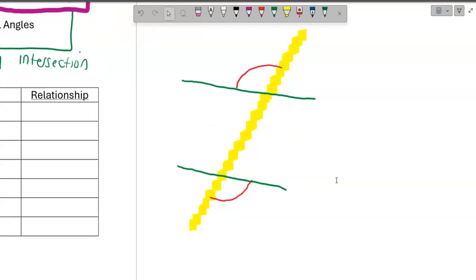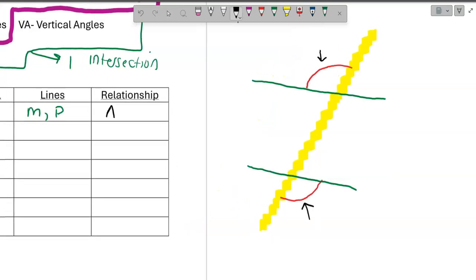Because when you look at the diagram here, I can see that these 2 angles, 1 and 11, are both located on different sides of my transversal, that's the yellow line. And they are also both located exterior to my green lines, the non-transversals. So they are on different sides, which would be alternate. They are both exterior. This would make this relationship alternate exterior angles.